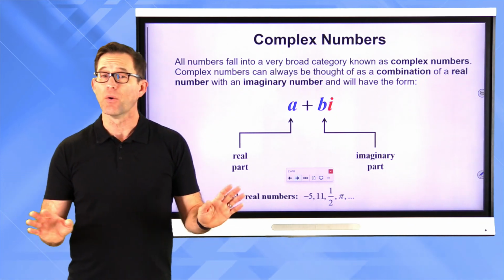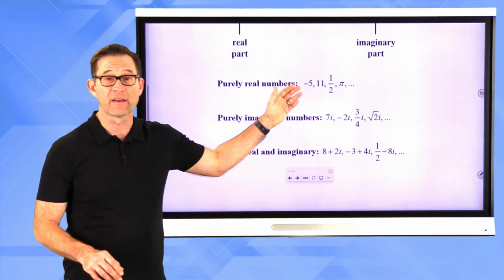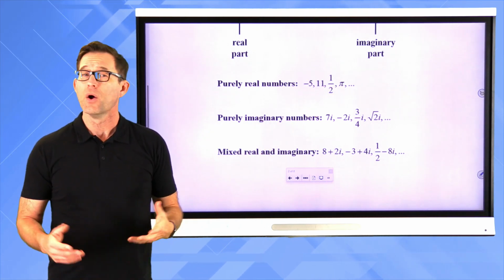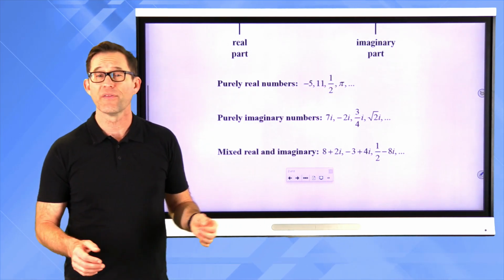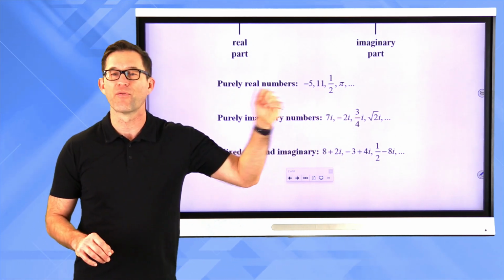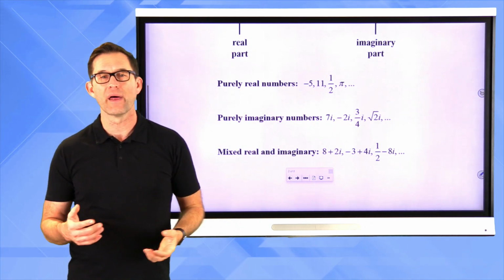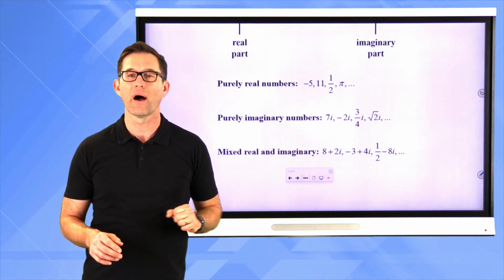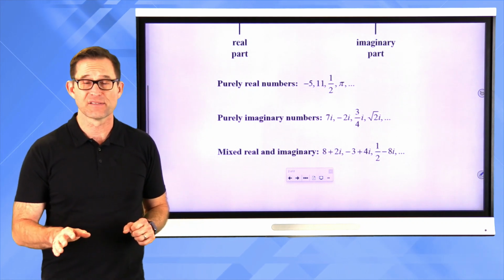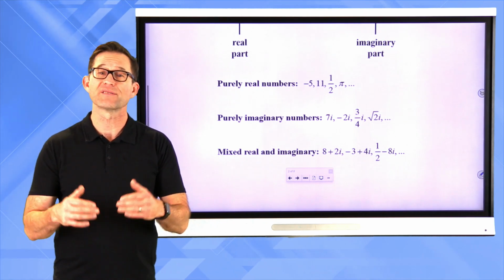All right? So, we can have numbers that are purely real, right? Numbers like -5, 11, 1/2, irrational numbers like pi. We can have numbers that are purely imaginary. They have a zero real component, like 7i, -2i, 3/4 i, square root of 2 times i. And then we can have mixed real and imaginary numbers like 8 plus 2i, -3 plus 4i, 1/2 minus 8i, etc. All right? So all numbers can be thought of as complex.